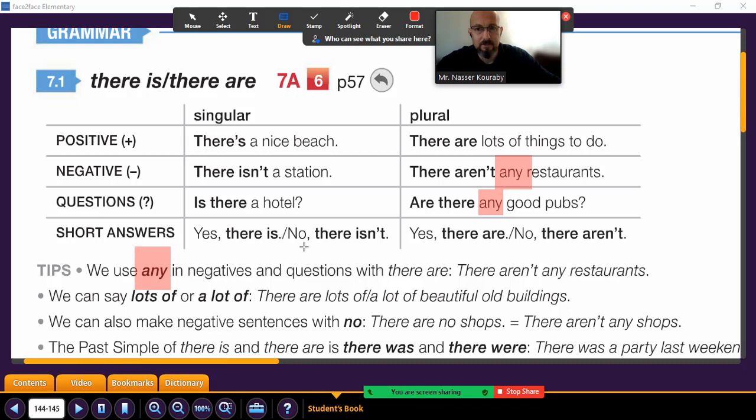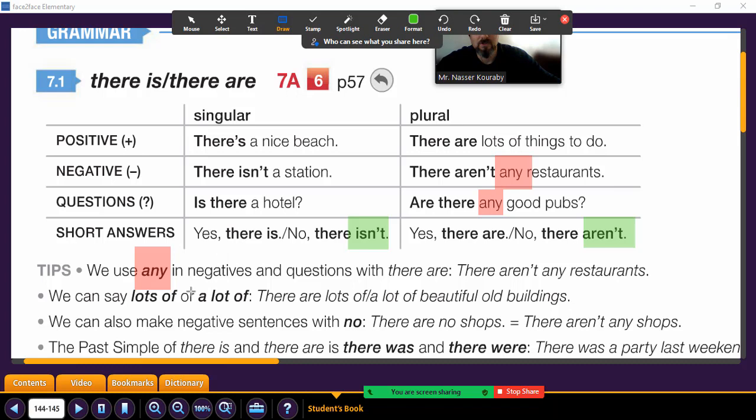So, here, yes, there is. No, there isn't. Yes, there are. No, there aren't. And as we said before, always in negative answer, short answer, contraction. In yes, we don't write contraction. So, it's not correct if you write, for example, yes, there's. No, it's wrong. Okay? So, we don't write it.